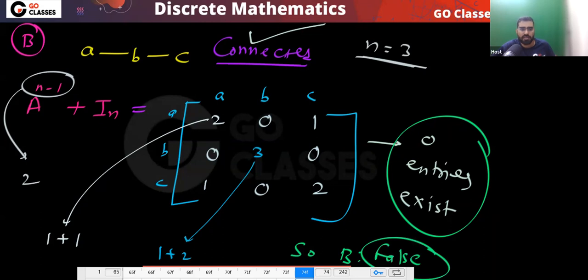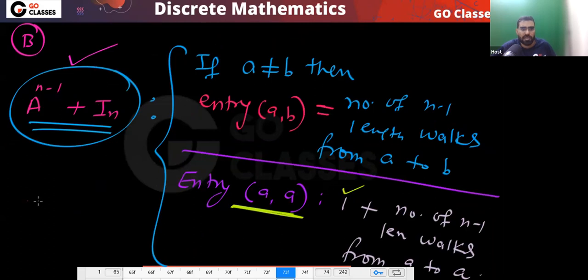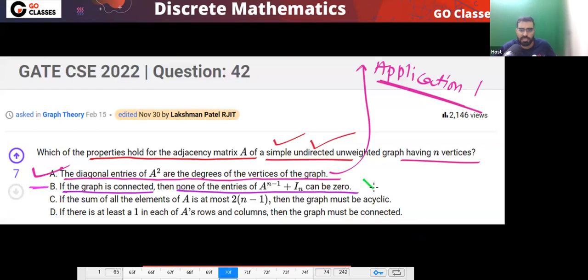I hope this point is clear. This option B analysis, did you understand what this parameter is doing? This A power n minus one plus I n, did you understand this? Please let me know what this is doing. Okay, very good. Now, this is the analysis of option B. So option B is basically wrong.